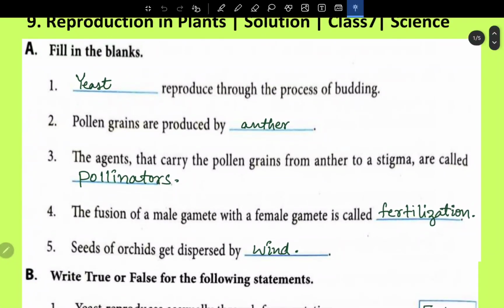The agents that carry the pollen grains from anther to stigma are called pollinators. The fusion of a male gamete with the female gamete is called fertilization. Seeds of orchids get dispersed by wind.